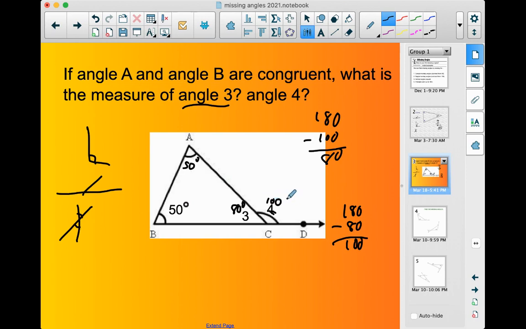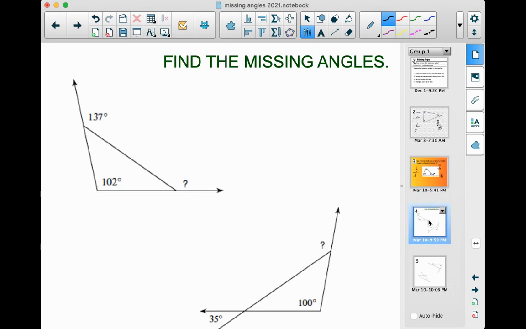So in this picture, I know that angle 3 is 80 degrees because of this triangle, and that tells me that angle 4 is 100 degrees. And that's going to be how a lot of these go. You're going to have to find one thing which leads you to another thing. So you've got to kind of follow the clues. Okay, I was always looking for those 4 things.